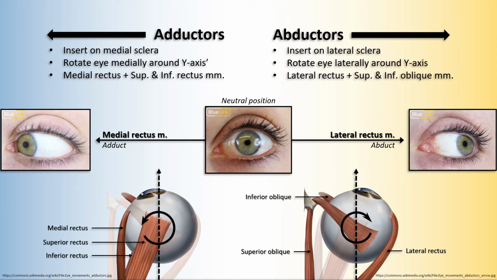Adductors will insert on the medial part of the sclera, or the medial aspect of the eye. And they're going to rotate the eye around the y-axis. So y-axis, remember, is straight up and down. So rotating around that means looking side to side. Abductors, on the other hand, will insert on the lateral sclera, and they will rotate the eye laterally around the y-axis.